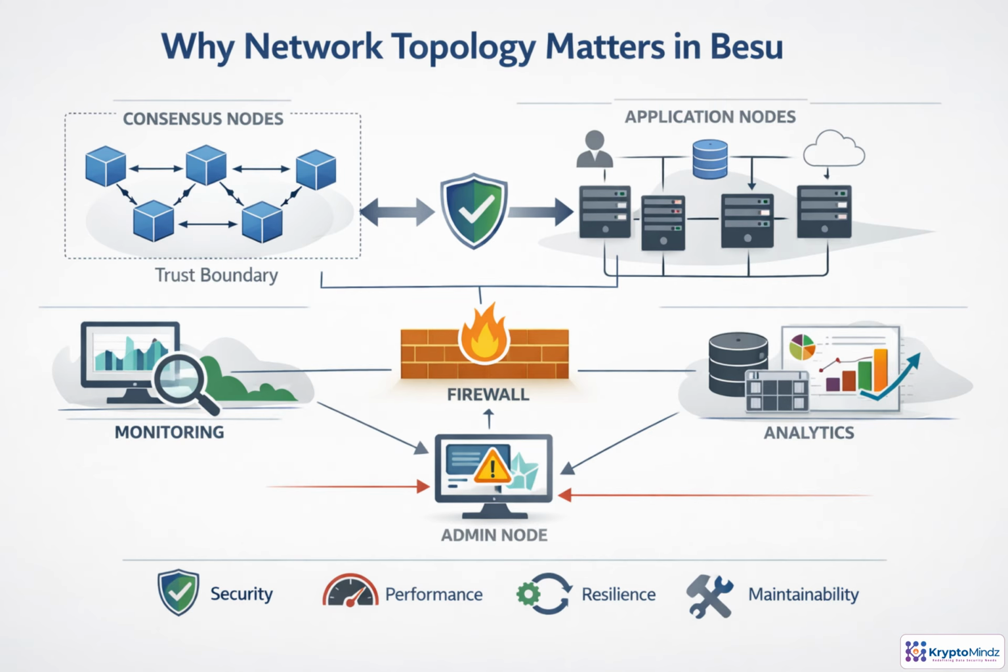In Besu, topology is an architectural decision, not just a network diagram. It determines which nodes participate in consensus, which nodes serve applications, where trust boundaries sit, and how operational tools connect. A weak topology can overload critical nodes, expose admin interfaces, or create single points of failure. A strong one separates duties, controls access, and supports monitoring and audit needs. That is what turns a group of Besu nodes into a reliable enterprise network.